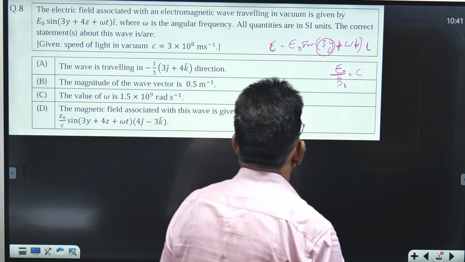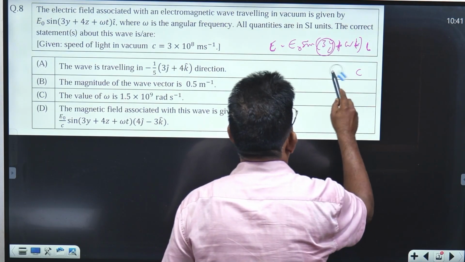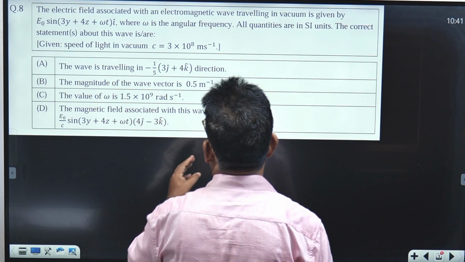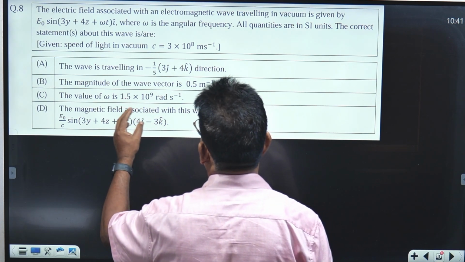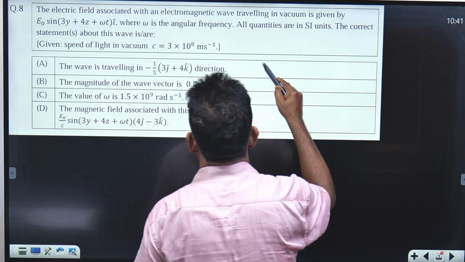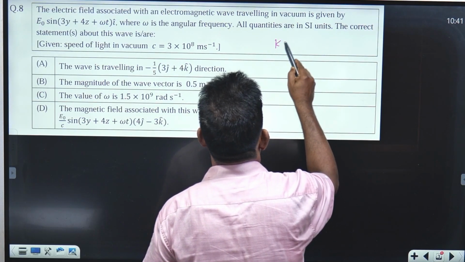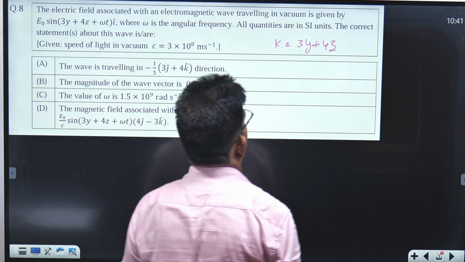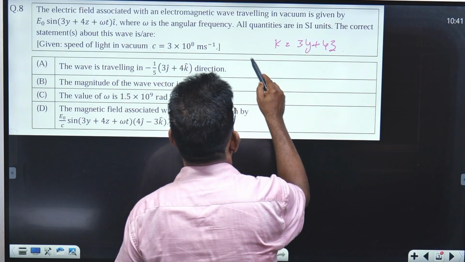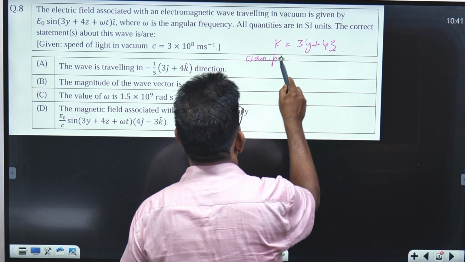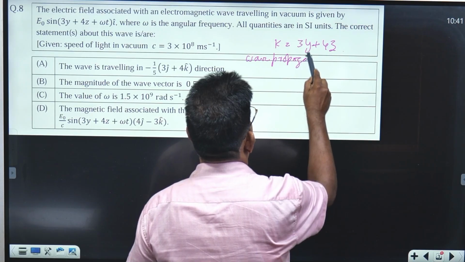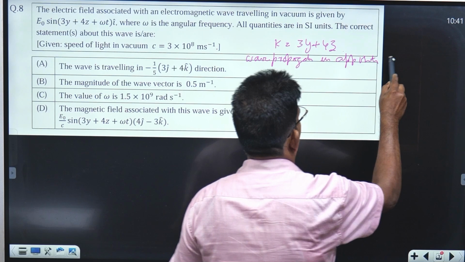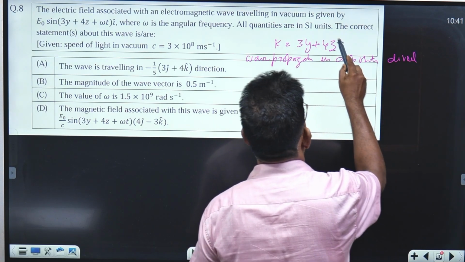Now come to our problem. In our problem, the wave vector is not along y direction alone. The wave vector has a y component as well as a z component. So the wave vector, I can write it as k is 3y plus 4z. Therefore, the wave propagates in the opposite direction. Opposite direction to what vector?